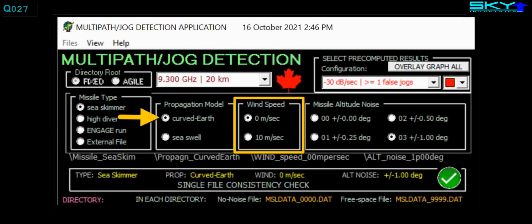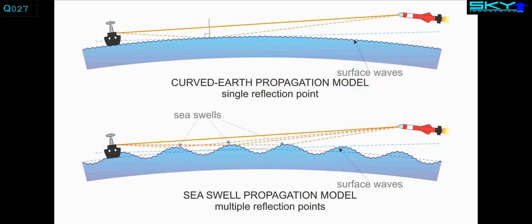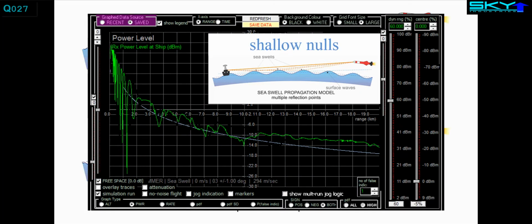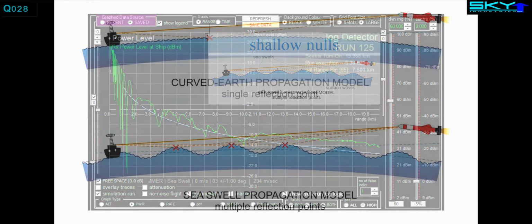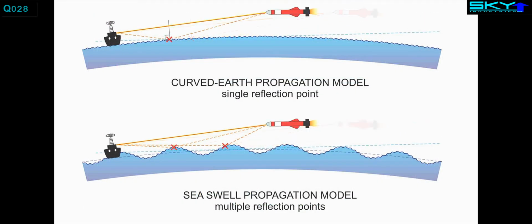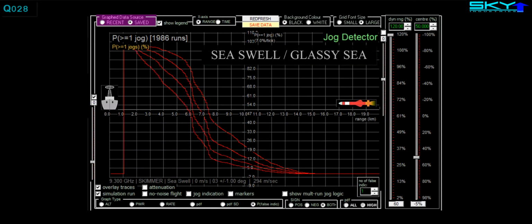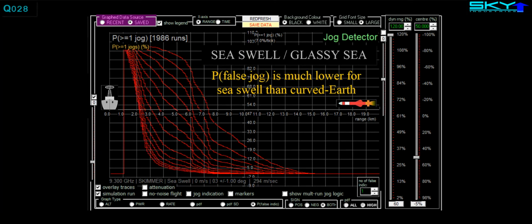Now let's go back to the glassy sea case and switch from the curved Earth propagation model to the sea swell propagation model, still sticking with the sea skimmer. The main difference between these two propagation models is that the sea swell model allows for multiple surface reflections, so multipath nulls tend not to be as deep, at least until the missile is quite close to the ship. Then you have fewer, or possibly only one specular reflection point on the sea surface at close range. It's not surprising that the probability of observing a false jog indication is much lower in this case, but it is necessary to do the calculations to find out how much lower.